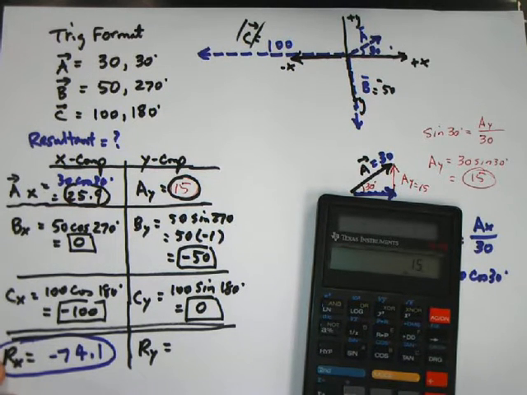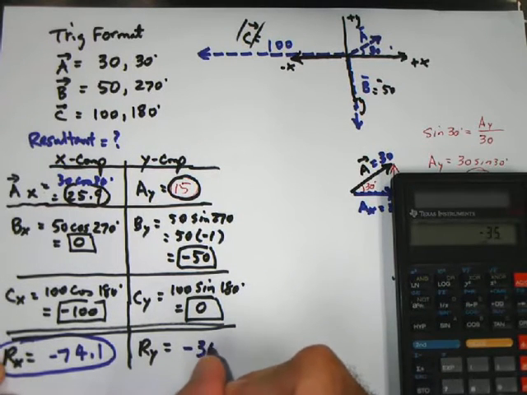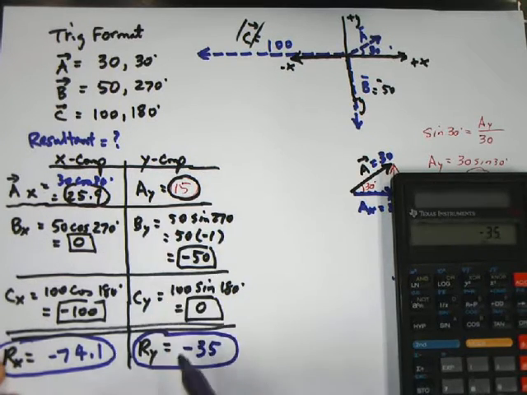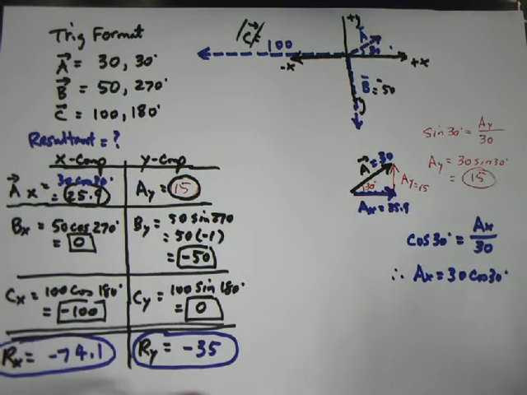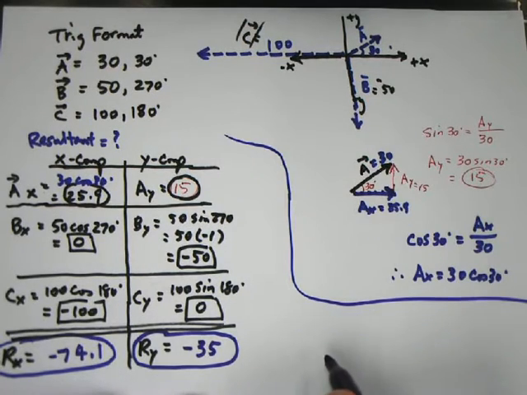And let's do it for the y. We have 15 minus 50 plus 0. Okay, so 15 plus a negative, or minus 50, and that gives us -35. So this is the sum of all your y components. Okay, so that's pretty good.